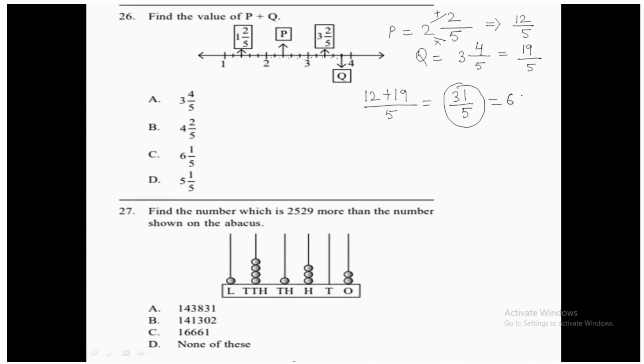I'm getting 5 sixes are 30, 1 will be here, and that's why 5 will be here. Okay, so that's why option C will be my correct answer.